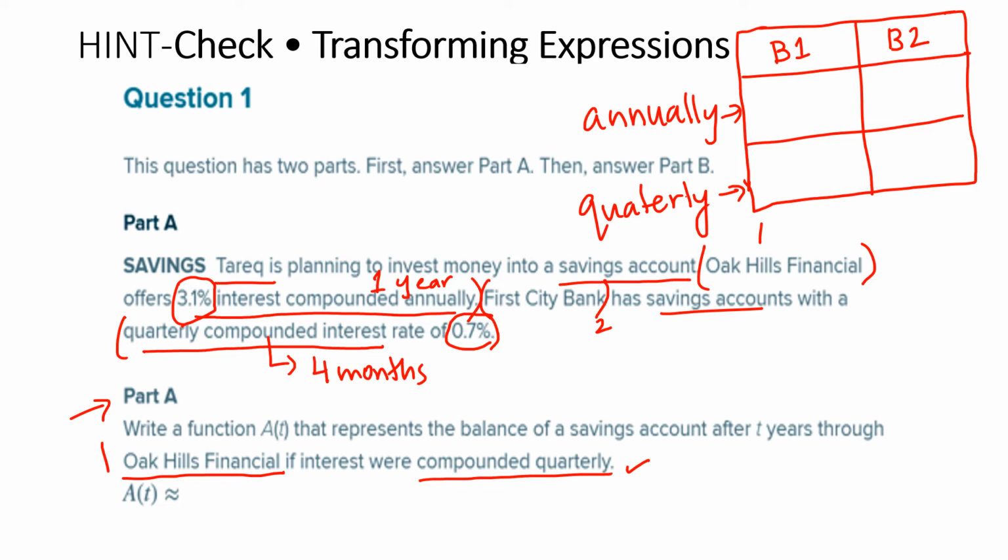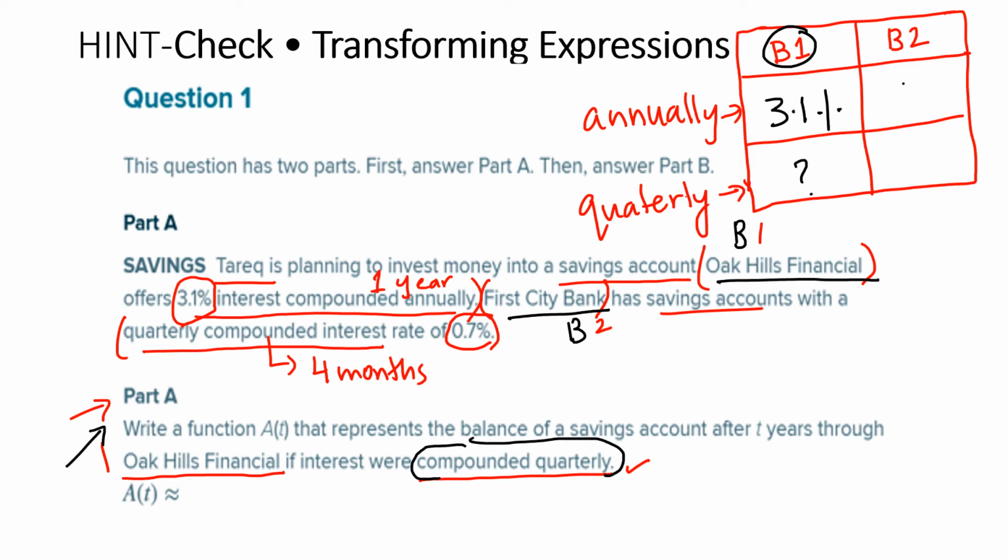So for the first bank, which is Oaks Hill Financial, B1, which I've taken here, let me write B1, and this one is B2, First City Bank. So these are the two. For the first one, Oak Hills, you are given 3.1%, and that is annually. So I'm going to fill in here. That means I need to find for this bank the quarterly rate, which is what is asked in part A if you read carefully. For Oak Hills Financial, you need to see what the interest rate is when you are compounding quarterly. That will fill this question mark.